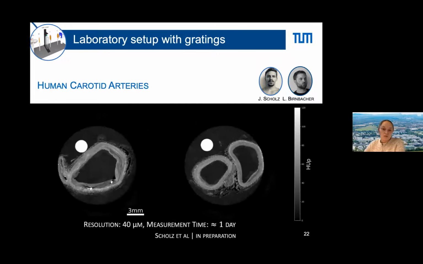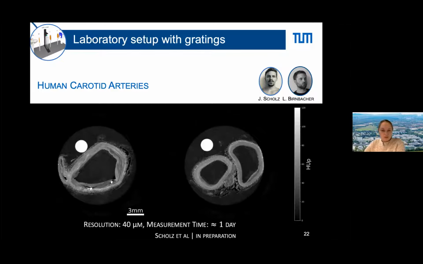This is especially for studies on carotid arteries, where with 40 micrometers we can see much more detail than we could see with 100. Here on the left you see small calcifications, and also changes in the vessel wall, which you can see much better. But this one-day measurement is really an issue.